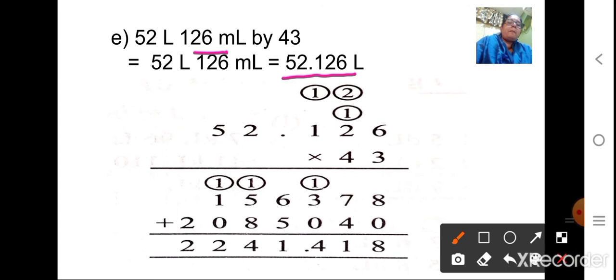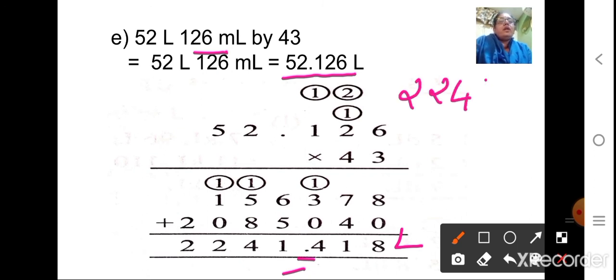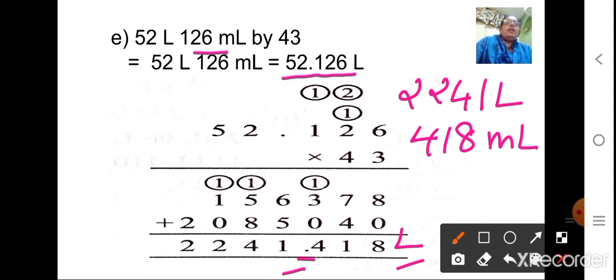52.126 liter. Now here again multiply it, and then in the end place the decimal point after the 3 places. So 1, 2, 3, and write the answer unit here, that is 2241.418 liter, or you can also write it as 2241 liter and 418 milliliter. So writing the unit is very important.